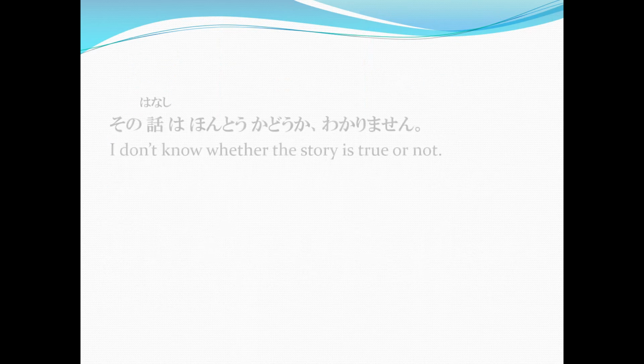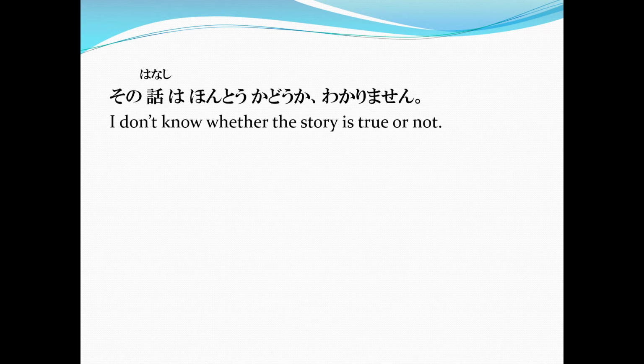Here are other examples. その話は本当かどうかわかりません。I don't know whether the story is true or not. Using 本当かどうか is stating whether it is true or not. And yes, adding かどうか after a certain noun means that could be, or the counterpart, the negative of that noun. Now, how about this one?